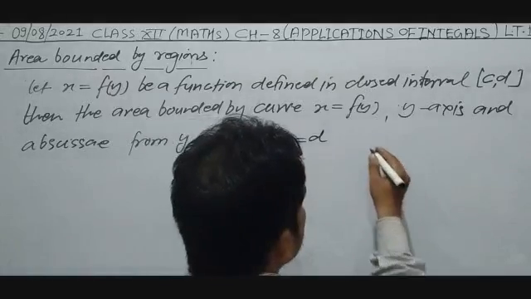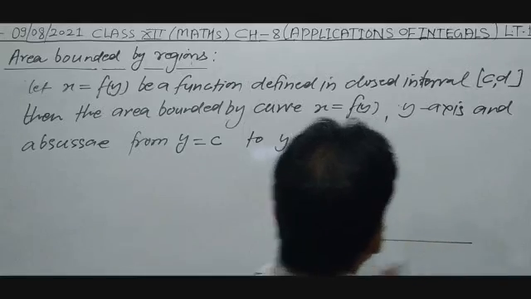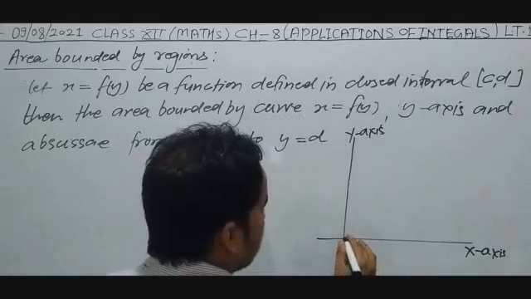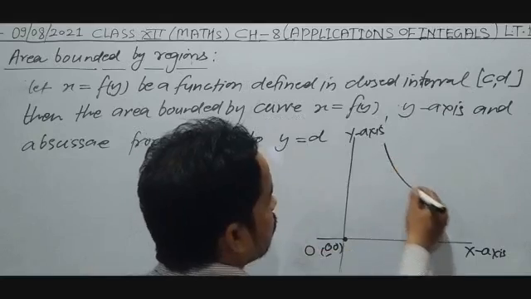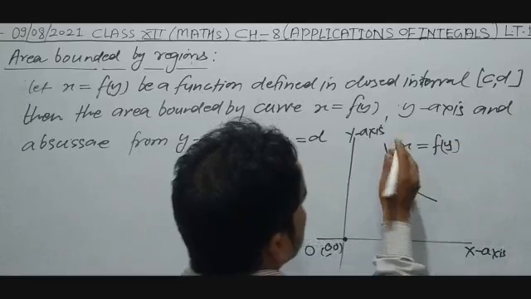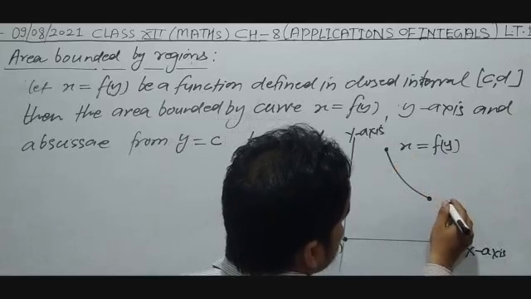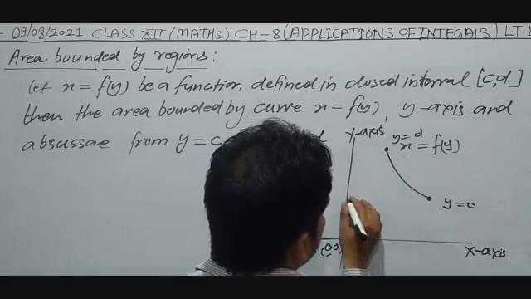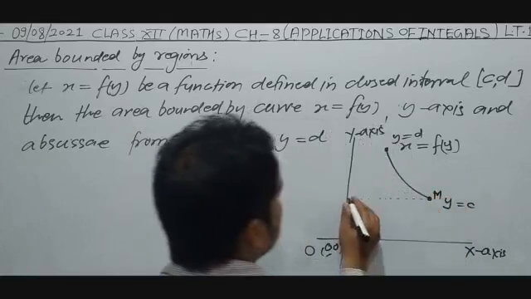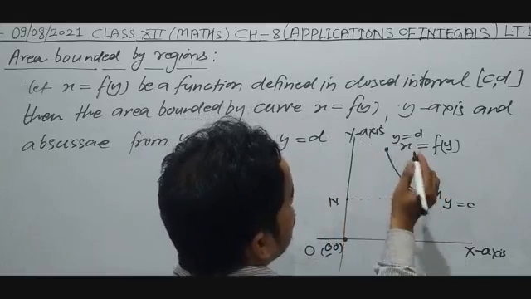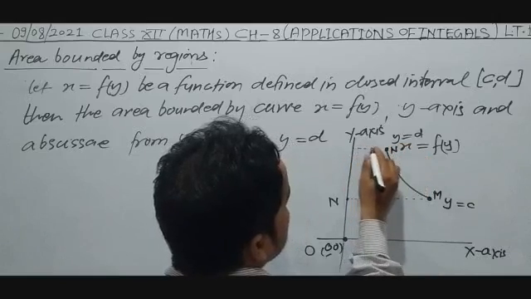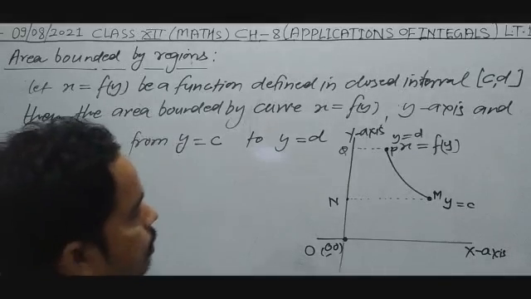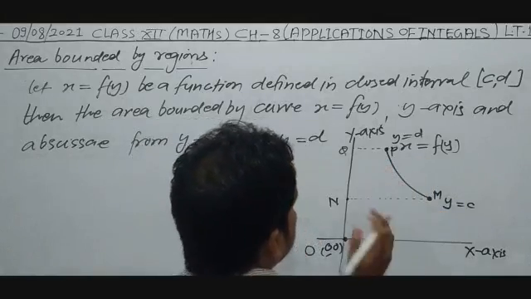Suppose we draw the graph. This is the x axis, this is the y axis, and their intersection is the origin, and this is the curve x is equal to f(y), defined from C to D. This is the point y is equal to C, and this is the point y is equal to D. Draw the perpendicular from point M to the y axis, suppose this is MN, and the perpendicular from P to the y axis is Q, so PQ and MN are perpendiculars drawn from M and P on the y axis.